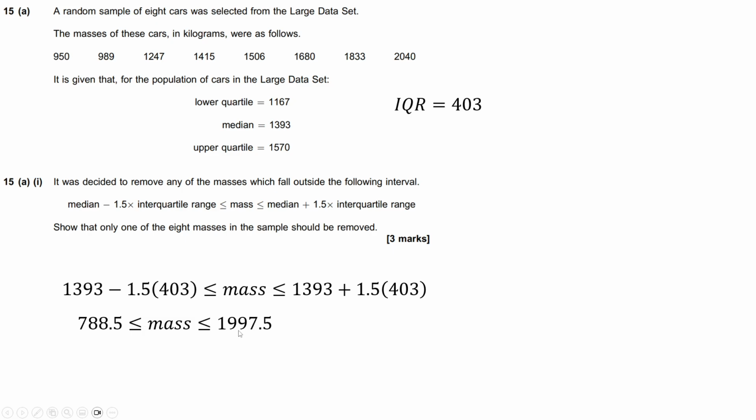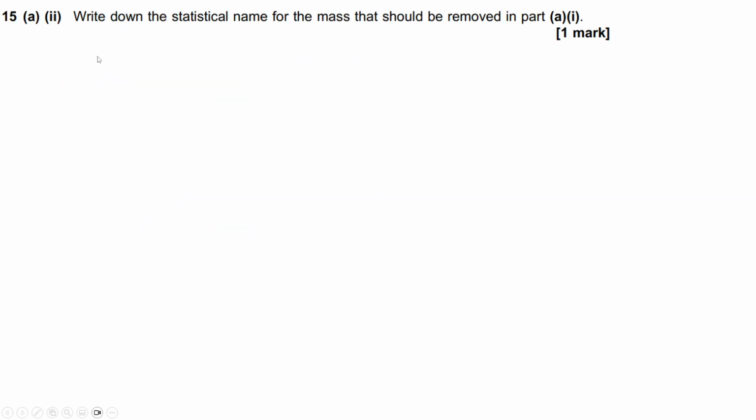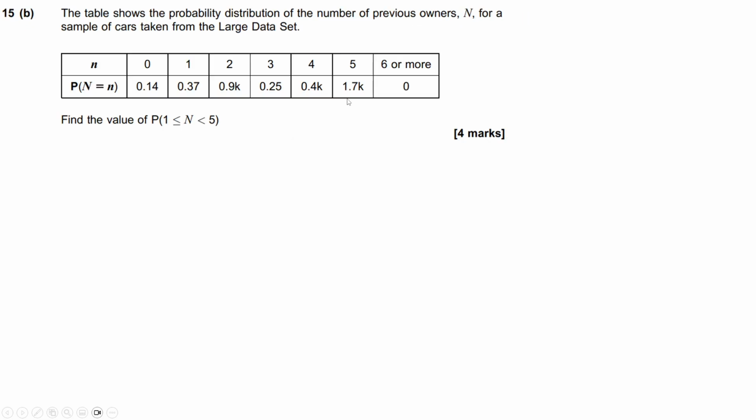That means the mass is only going to be between these two, as per the rule. So anything outside of this range must be removed, so that would be 2040. The statistical name for the mass that should be removed is an outlier. You could say anomaly too, but I don't think that's in the mark scheme, so just stick with outlier.